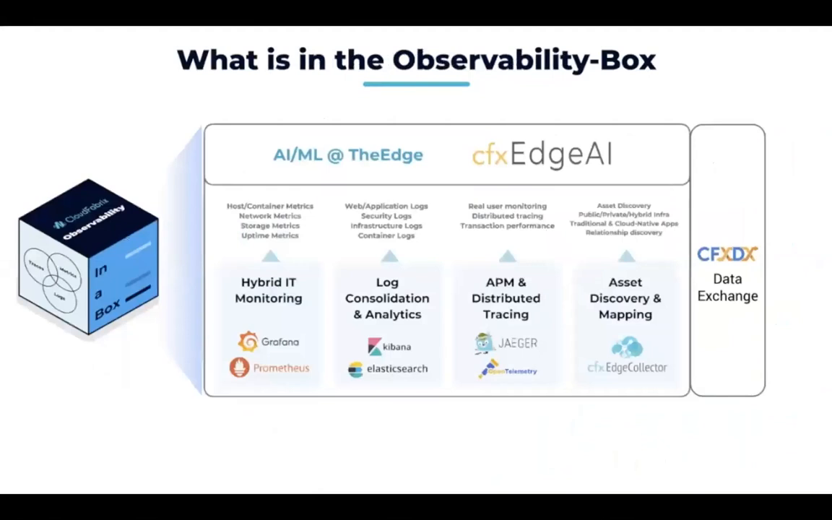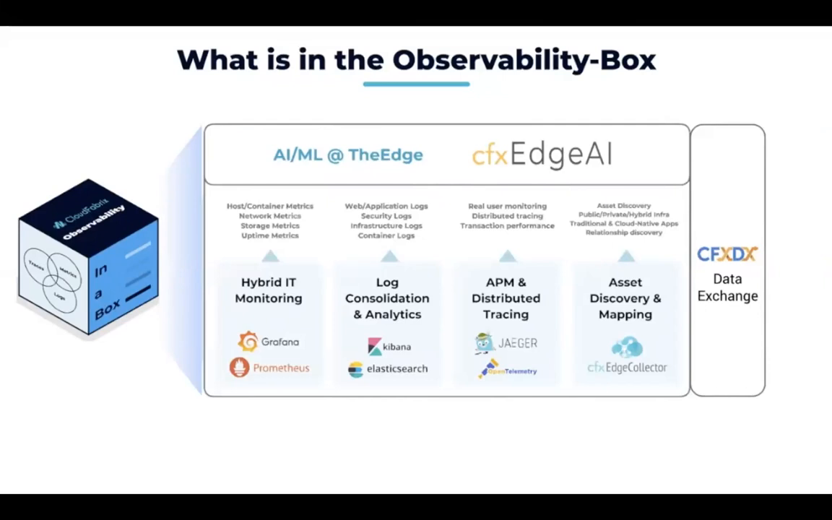So what exactly is in this box? For metrics and monitoring, we are using Grafana and Prometheus components. For logging, we are using Elasticsearch and Kibana. And for tracing, we are using Jaeger and OpenTelemetry. And the rest of all the components that you see here are CloudFabrix purpose-built native components.